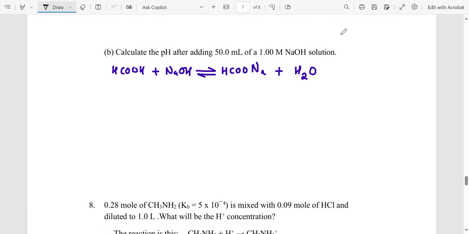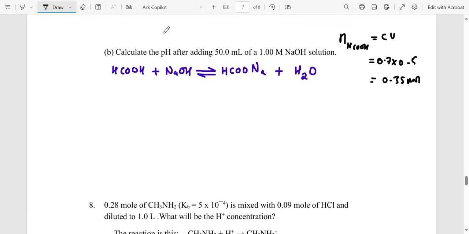So the number of moles of HCOOH is concentration times volume. Concentration was 0.7, the volume was 0.5 liters. So this is going to give us 0.7 times 0.5, that's 0.35 moles. And then we also determine now what we are adding.